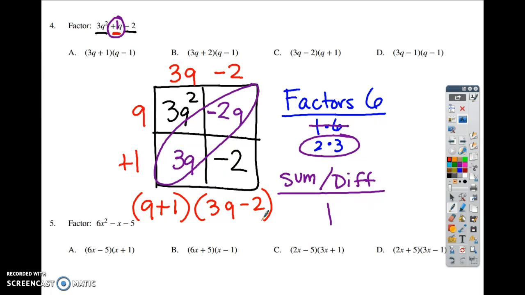And look at the answers and see which ones you can eliminate. This says q plus 1, so the ones that say q minus 1 are not the answers. All the ones with q minus 1 are not the answers. So C is what you get.